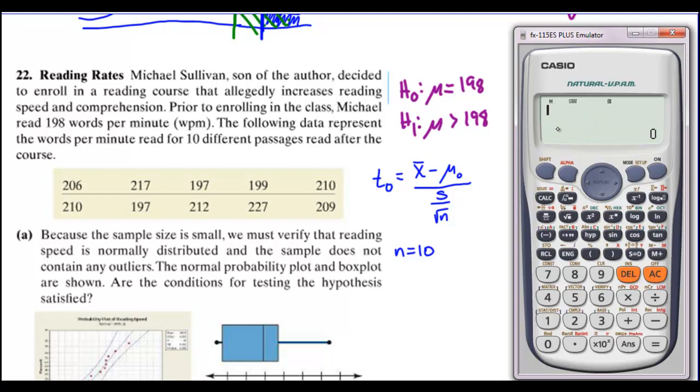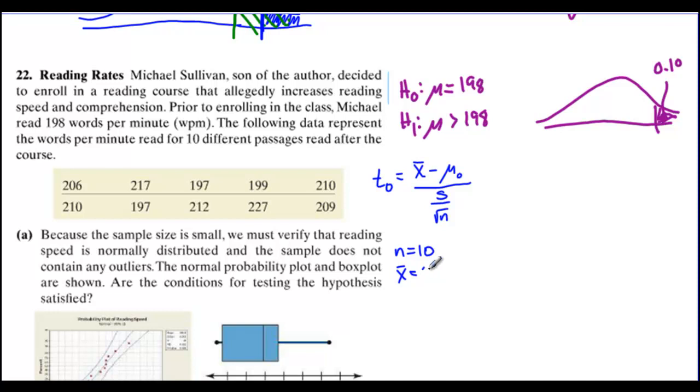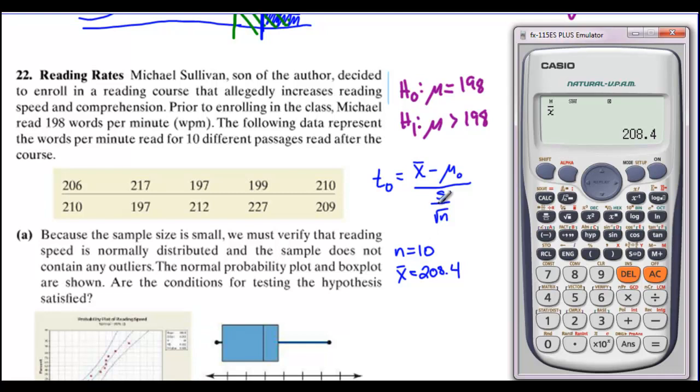We're going to click on AC. Then we're going to do Shift, number 1 to get to our Stats menu, and we're looking for the values of x bar and s. So we're going to go to Variable, number 4, and our x bar, number 2, is going to be 208.4. And now we're going to get our standard deviation. So we're going to go Shift 1, back to Variable. Then our standard deviation is going to be number 4, the standard deviation of a sample, and that's going to be 9.3832.